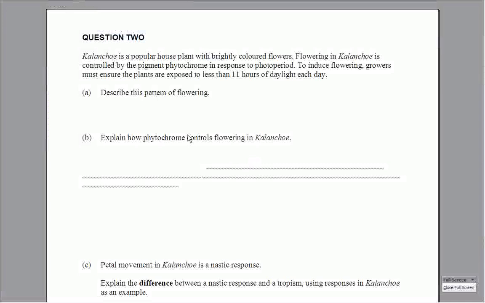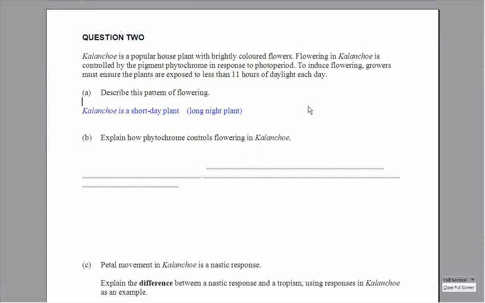Alright, so basically this question is based on the phytochrome system, question 2. And the first part here is basically just asking you to identify, is it a short day or a long day plant? Now it requires less than 11 hours of daylight, so it's probably a short day plant. So kalanchoe is a short day plant, or effectively that means it needs a long night before it will flower. It's a long night plant.